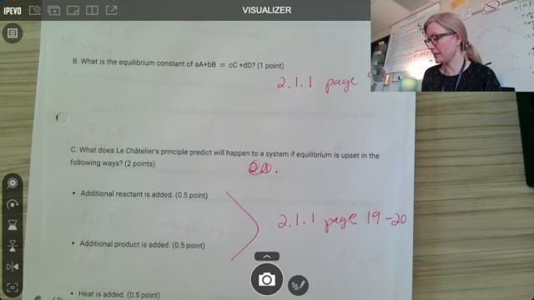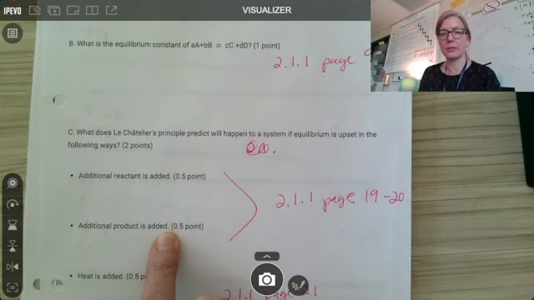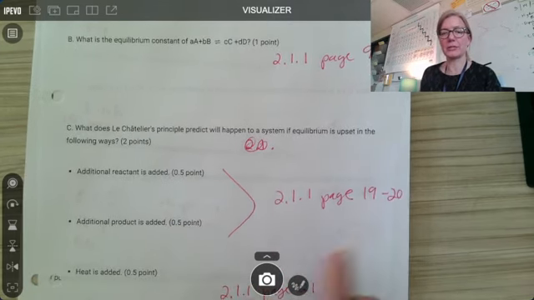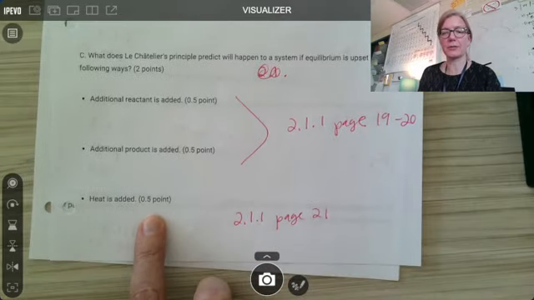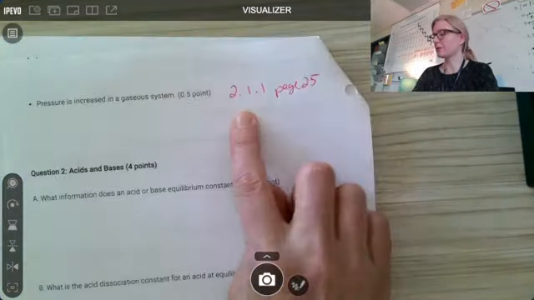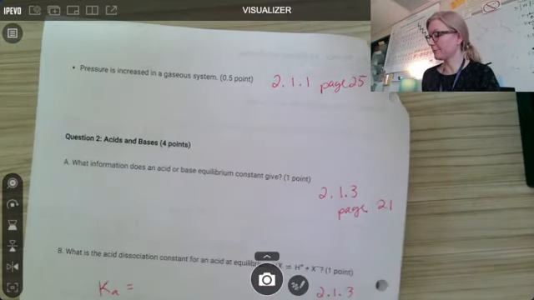For part C, for these two, look at 2.1.1, page 19 and 20. And for this one, look at 2.1.1, page 21. And for this one, look at 2.1.1, page 25.